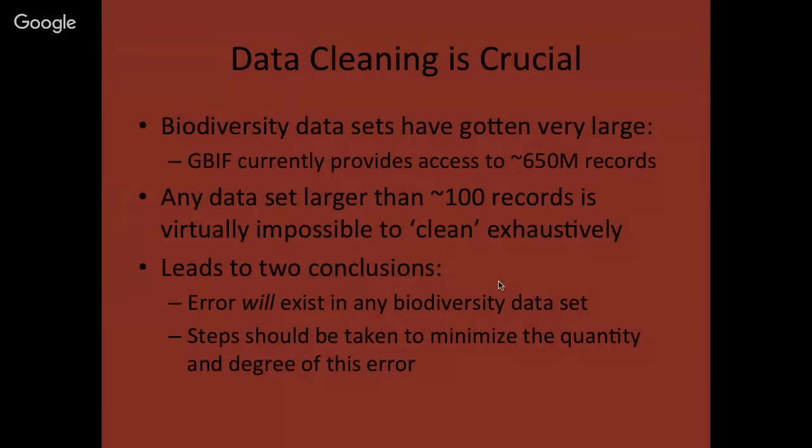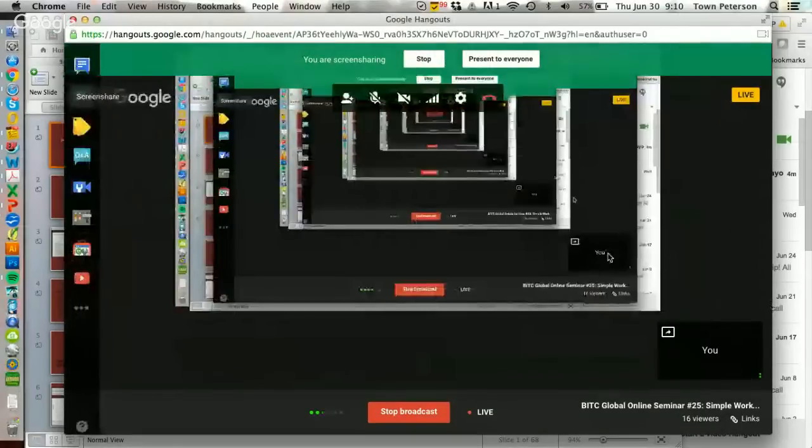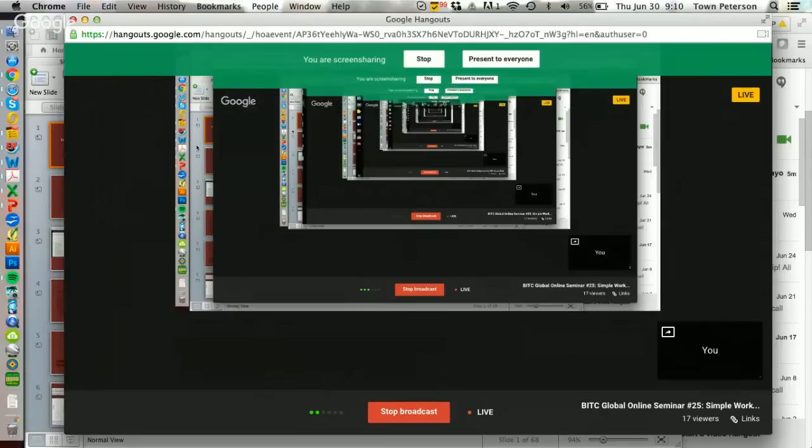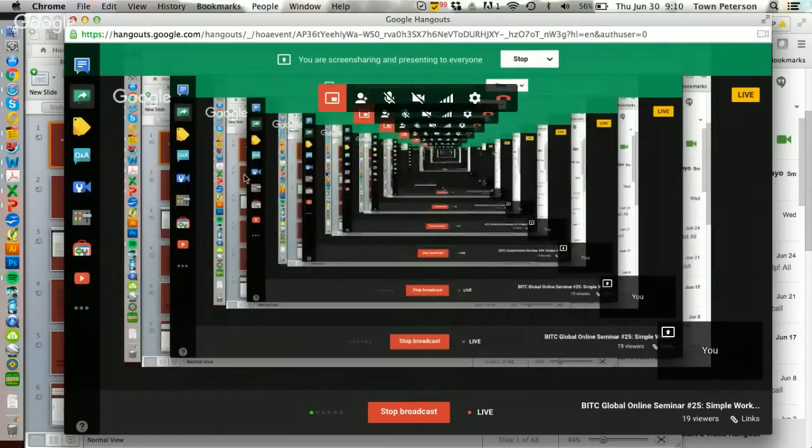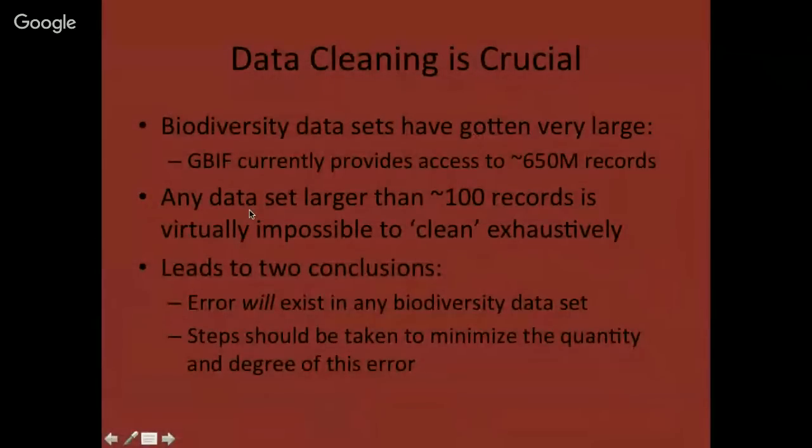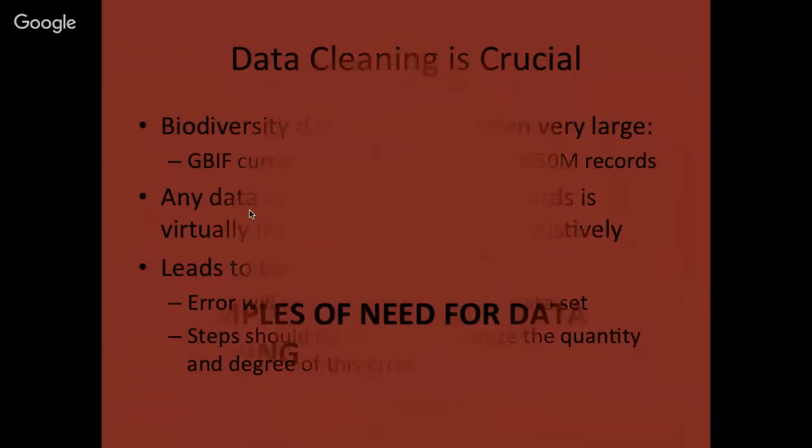So this thinking takes me to two conclusions. Error will exist in any biodiversity data set, even when we're analyzing it, but steps should be taken to minimize how much error and how serious that error is. And so what I'm setting out to do in this presentation is to give you a little bit of a recipe and a thinking framework for how to do that data cleaning.